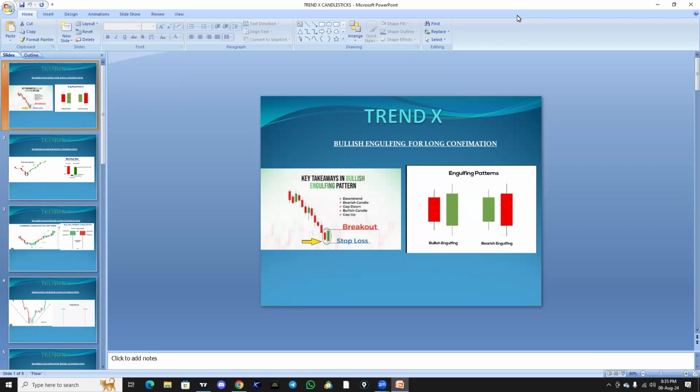I want to tell you one thing. When it comes to trading, candlestick is important. Candlestick is always important when it comes to trading, because when the market comes to a support or resistance, the only confirmation we will get is the candlestick, right?